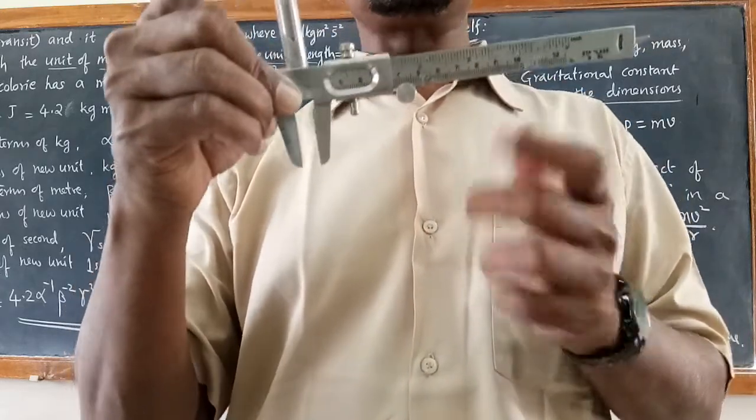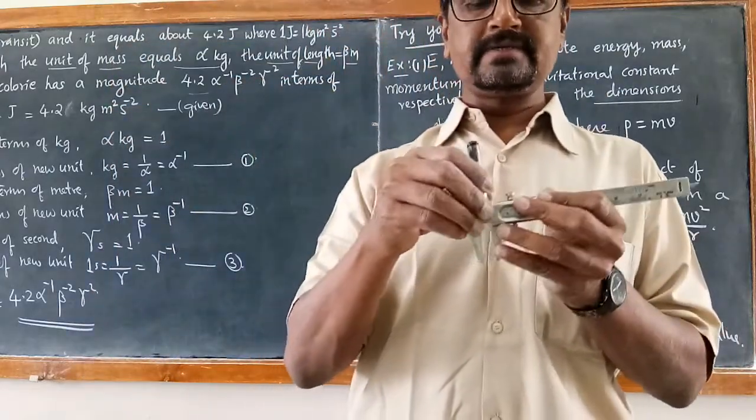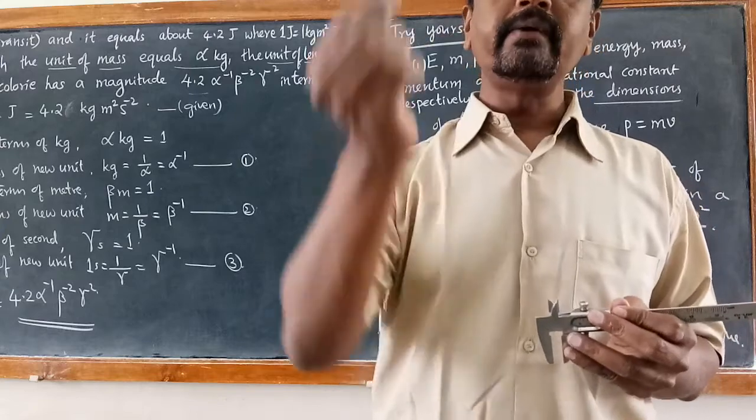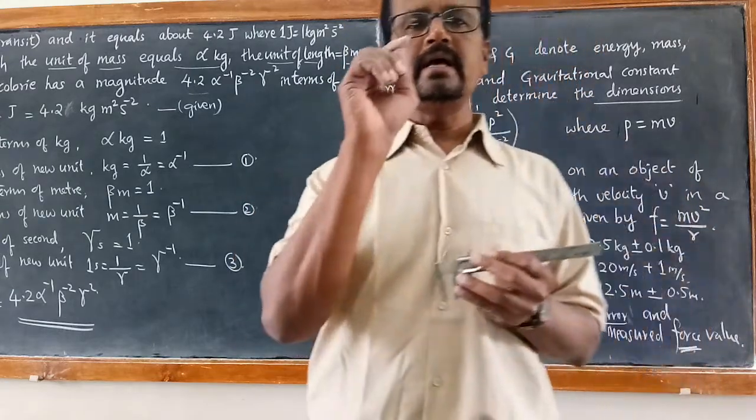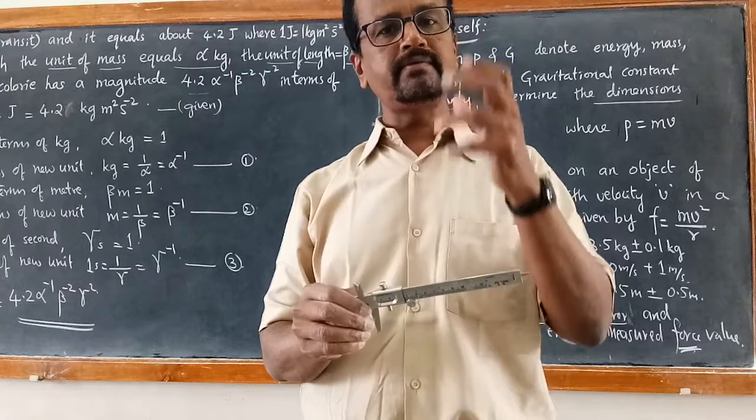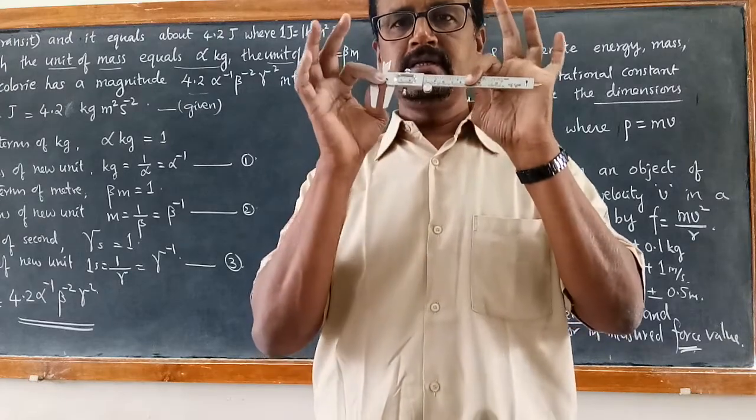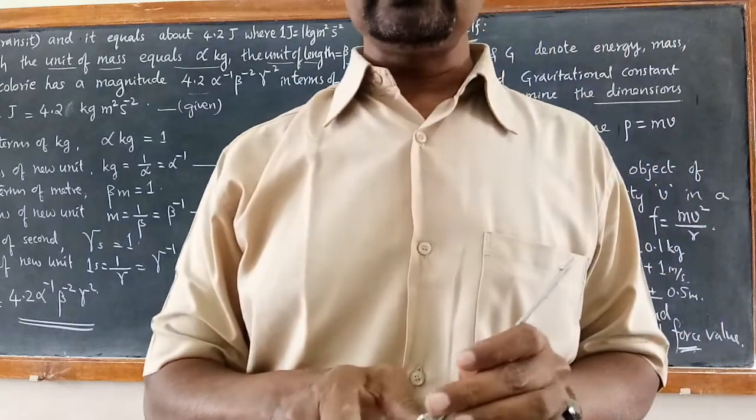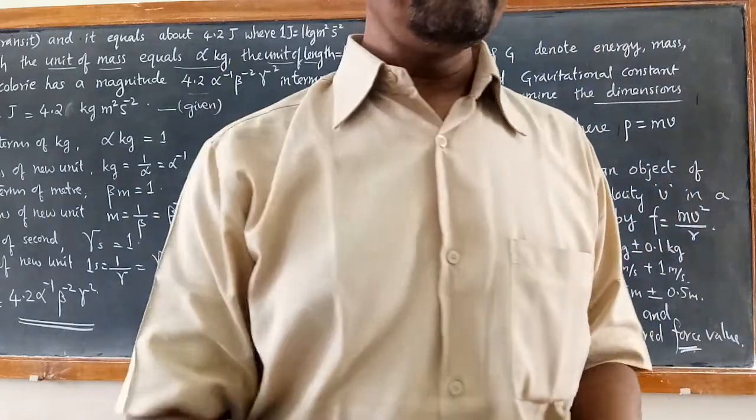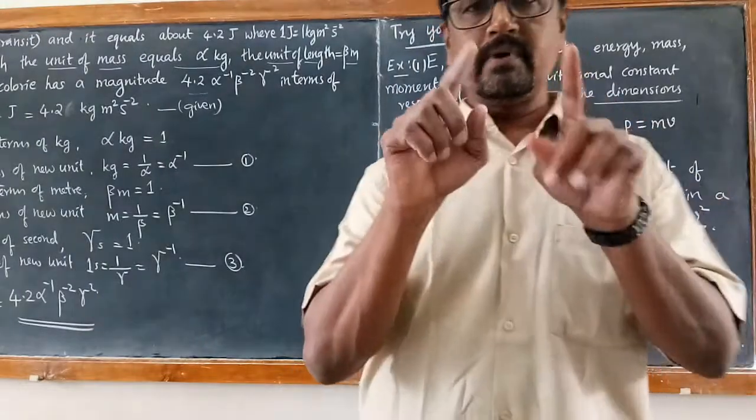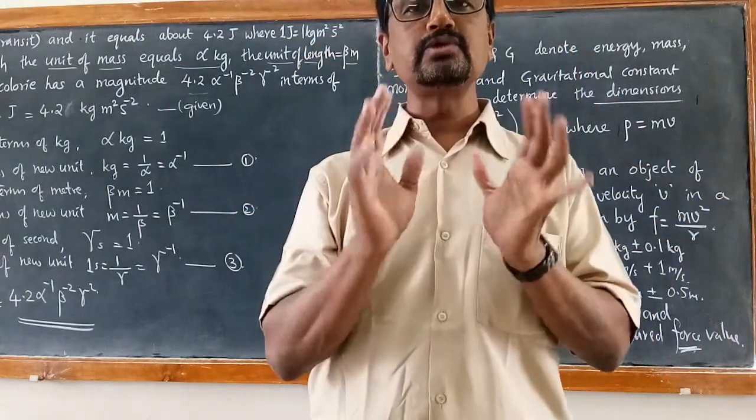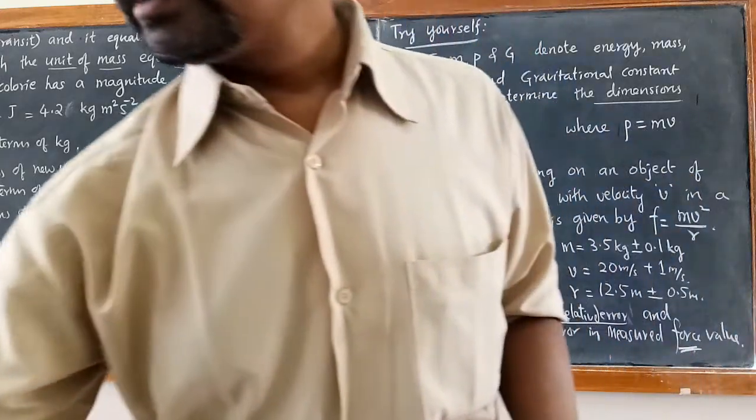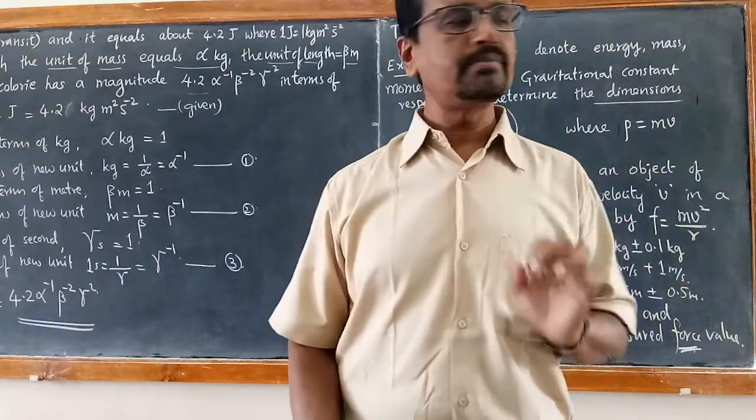From this, the least count of this vernier calipers is 1 millimeter divided by 10. 1/10 of a millimeter can be measured with the help of this device. It is called vernier calipers. So, what is its least count? 0.1 millimeter. That becomes the resolution. It is also called resolution. Least count and resolution are both the same.